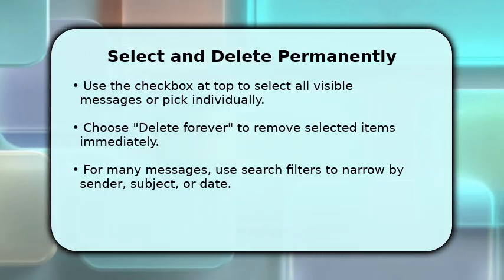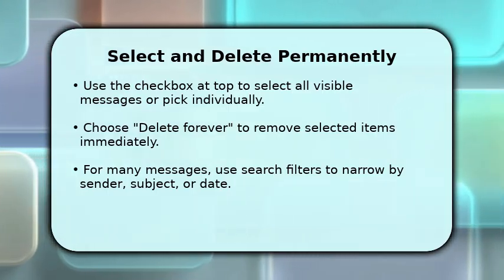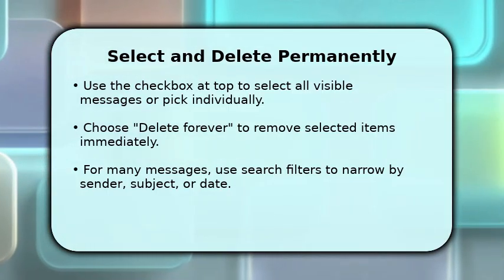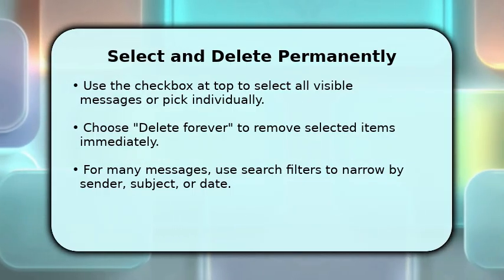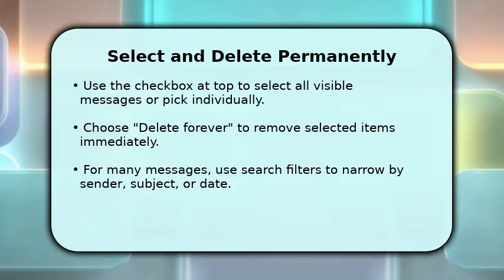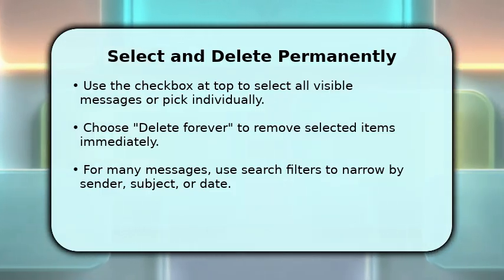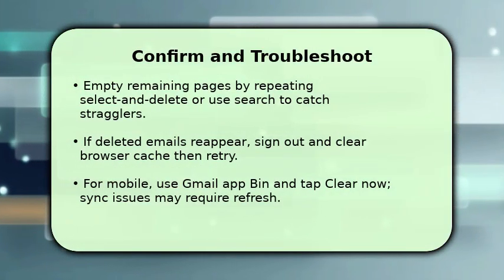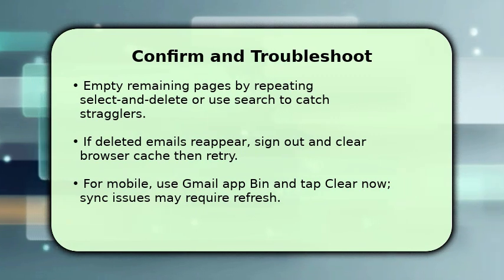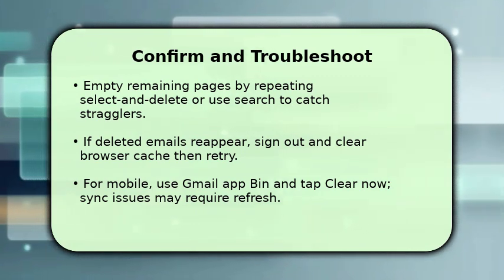If you need to remove large volumes, first apply search filters like from sender or before, yyyy/mm/dd to narrow results, then select and delete. This approach saves time and reduces accidental permanent deletion. After you delete visible items, make sure you cycle through additional bin pages or run a search to catch any remaining messages, then repeat the permanent delete step.